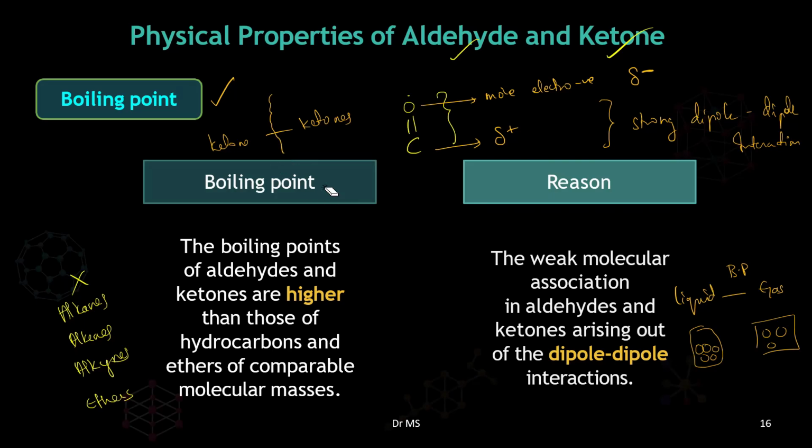When you provide that high temperature, the bond is broken and they move far from each other. That's how from the liquid state they are converted into the gas phase. Understood? So in order to separate the molecules and convert them from liquid to gas, you need more energy here because you need to break the bond formed by strong dipole-dipole interactions.